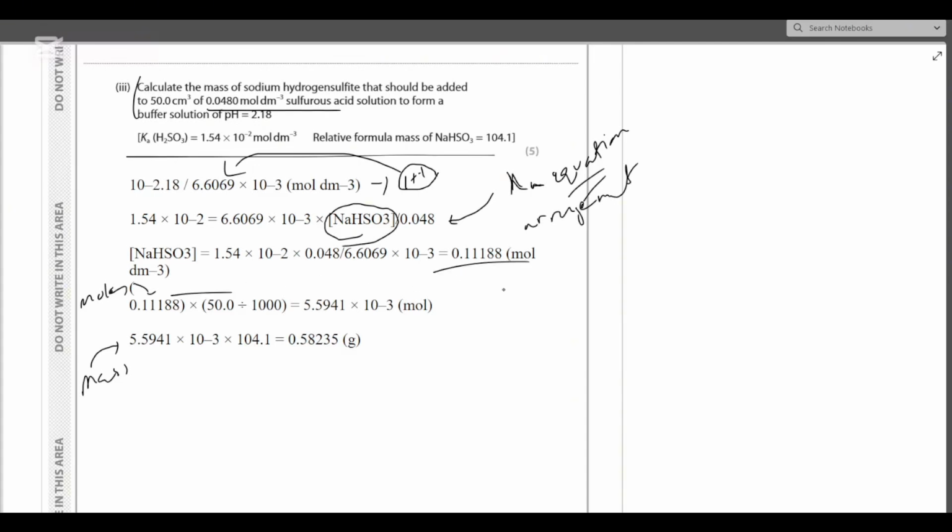Now, after finding the concentration right here, we can find the moles like this, because we know the volume is provided. Then we can rearrange the moles by volume formula and find the moles. Then after finding the moles, using the molar mass provided, we can find the required mass of sodium hydrogen sulfite that must be added.